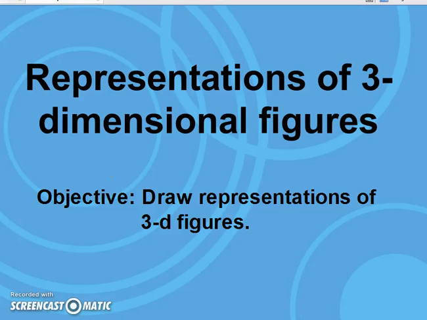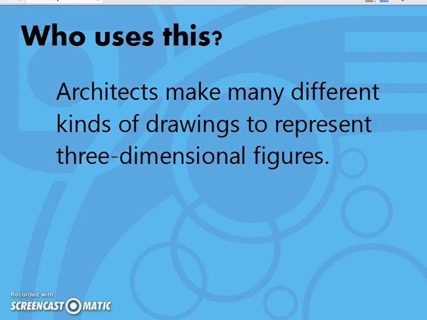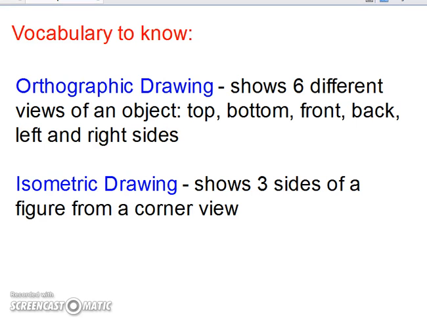Representations of three-dimensional figures. Our objective is to draw representations of three-dimensional figures. Who uses this? Architects make many different kinds of drawings to represent three-dimensional figures. The two we're going to use in this lesson are orthographic drawing and isometric drawing.